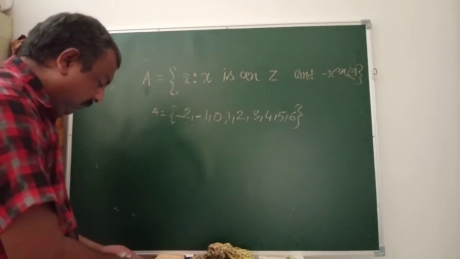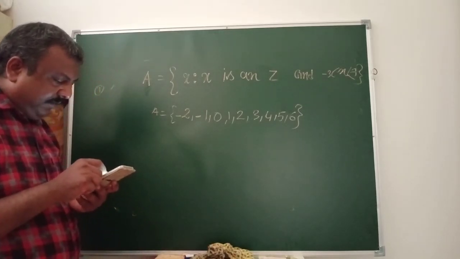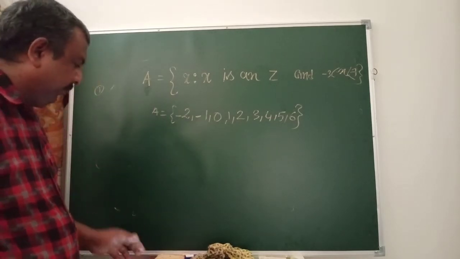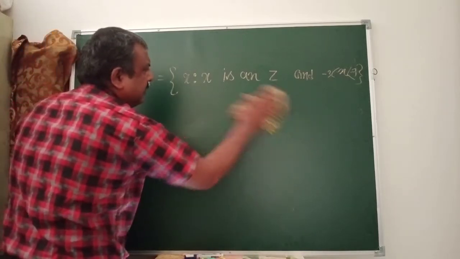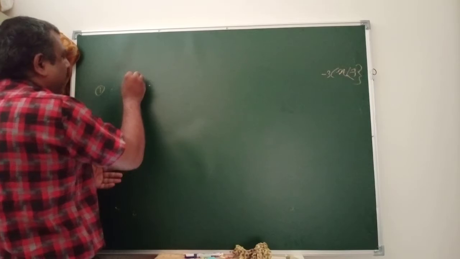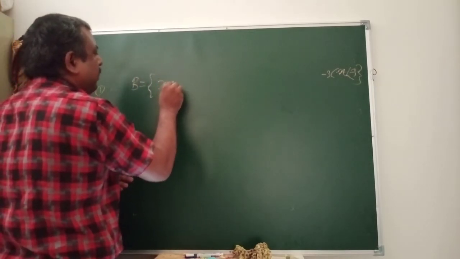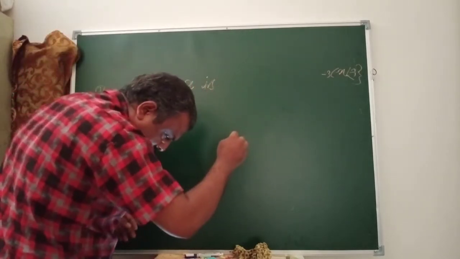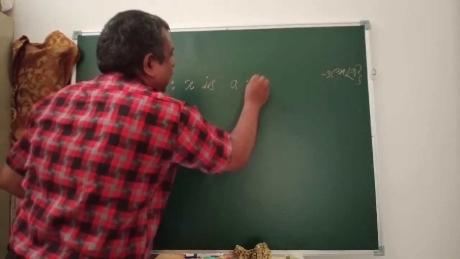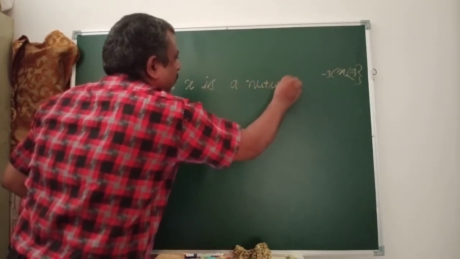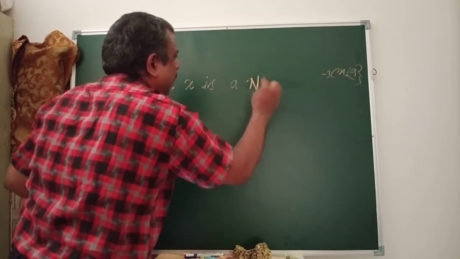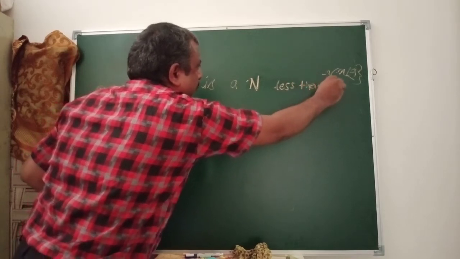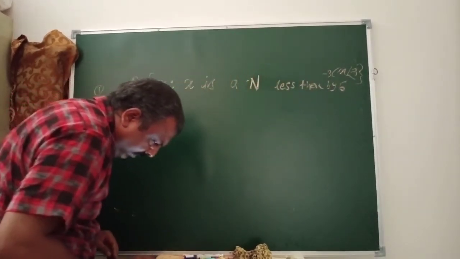I am taking another question. Second part of question number 3. x is a natural number less than 6. x such that x is a natural number, इसको यूं लिख लेते हैं, natural number less than 6.